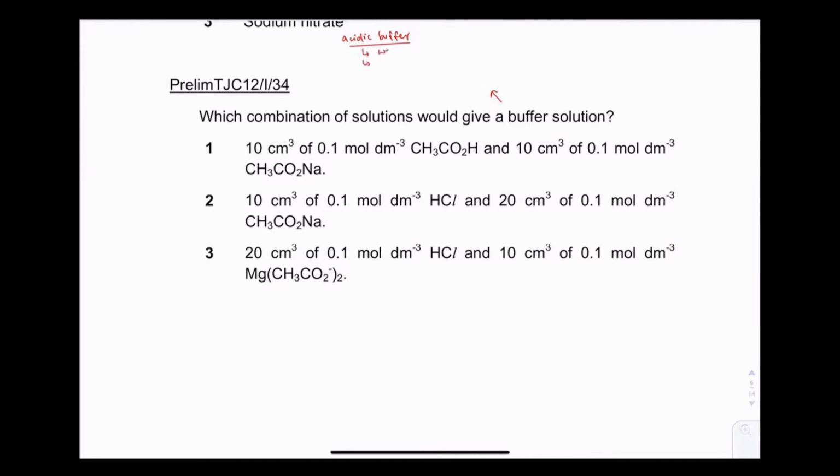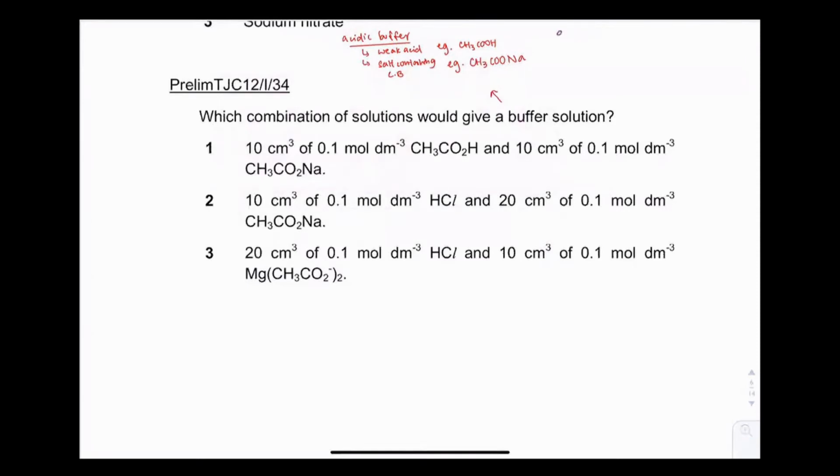The first one will be a weak acid, for example, CH3COOH, ethanoic acid, as well as a salt containing the conjugate base of the weak acid. So for example, the conjugate base would be CH3COO-, and the salt will be after this anion combines with a cation Na+. So an acidic buffer has these two components.